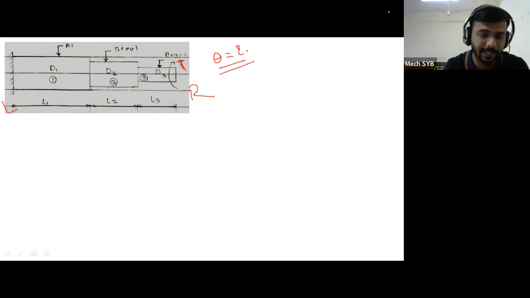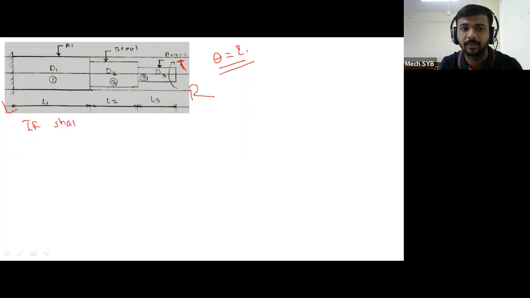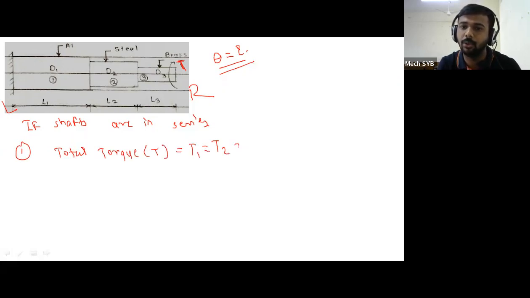Then, if the shafts are in series, then condition number one, total torque capital T is equal to T1 is equal to T2 is equal to T3.